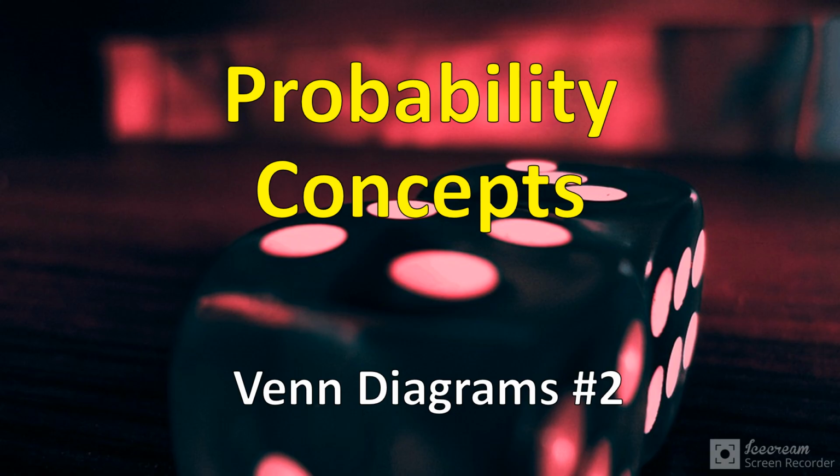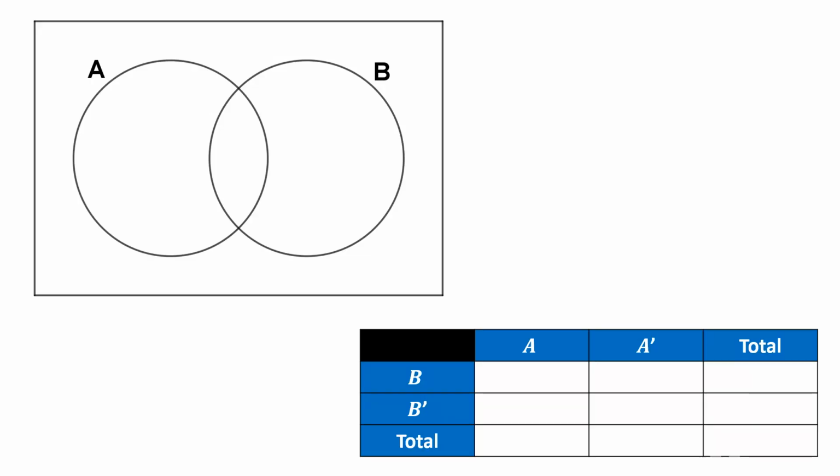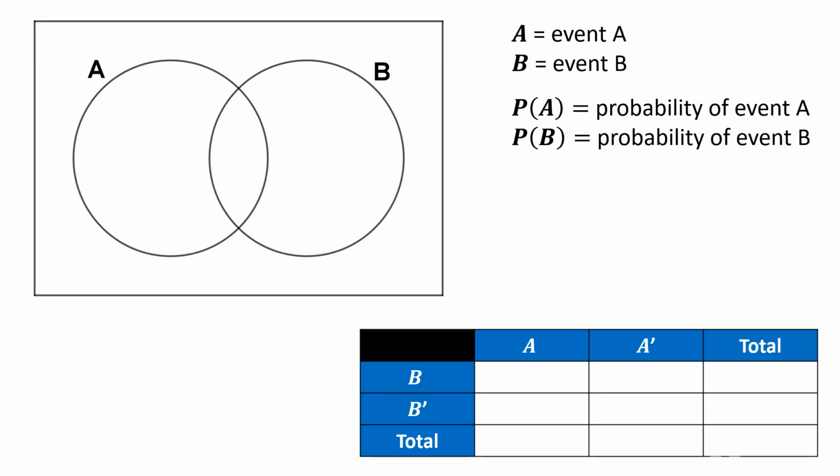We continue talking about Venn diagrams and we're going to get into a little bit more theory. So we've got our Venn diagram and our two-way table. A will represent event A, like students taking calculus, and B will represent event B, like students taking statistics. So P of A is the probability of event A and P of B is the probability of event B.